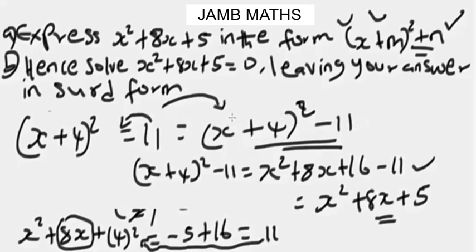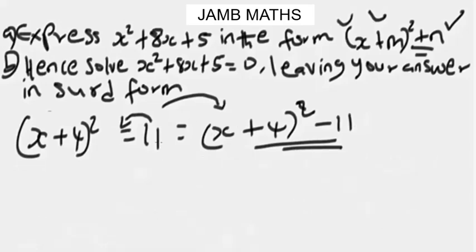Now for the b part of it, let's solve it together. Let me wipe below. It says hence solve x squared plus 8x plus 5 equals 0, leaving your answer in surd form. Now that we already have (x plus 4) in bracket squared equals 11, so this is x plus 4. Remember, this is the b part of it that we are solving now.